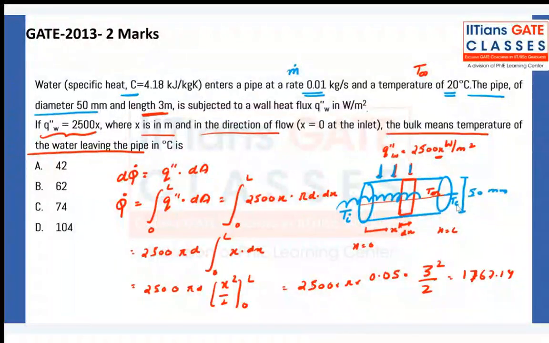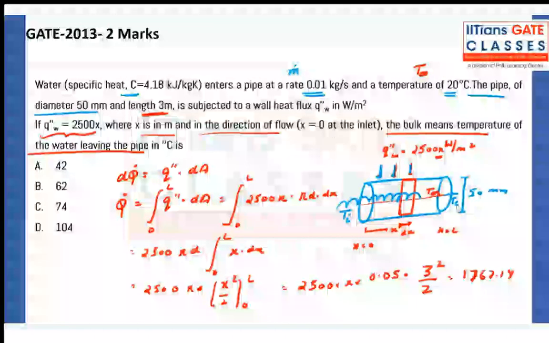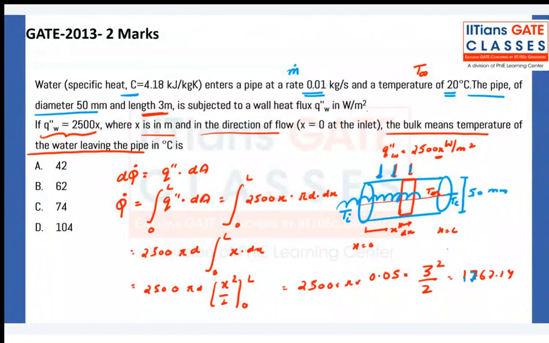So whatever heat I am giving, it is absorbed by the water. This total heat that I am giving is absorbed by the water, and water energy will increase, m cp T out minus T in. Now inlet temperature I know, m dot I know, and Cp also I know. I need to find out what is my T naught.